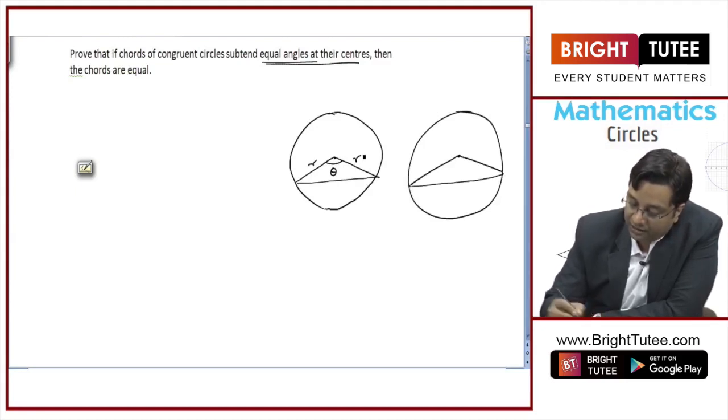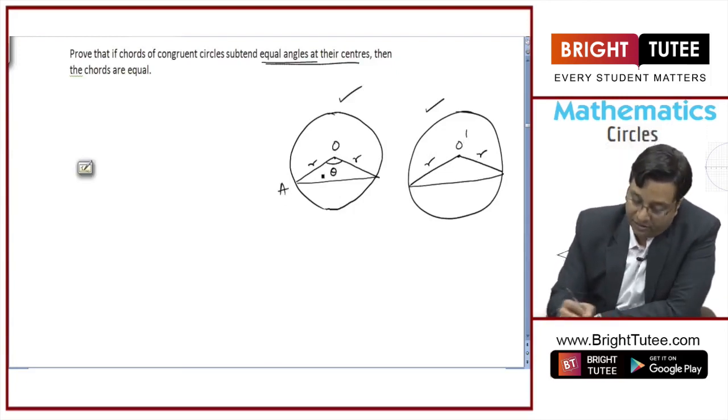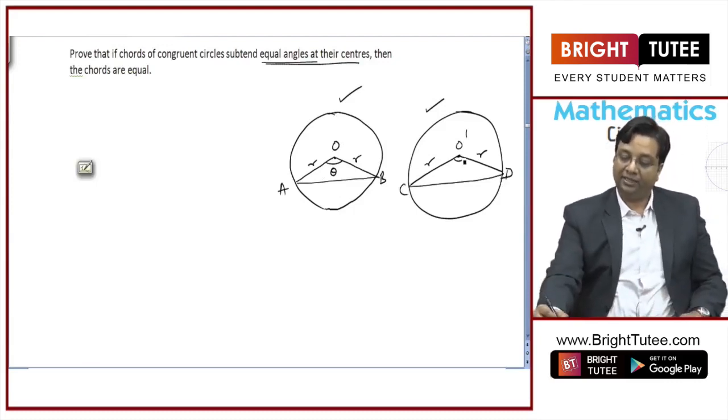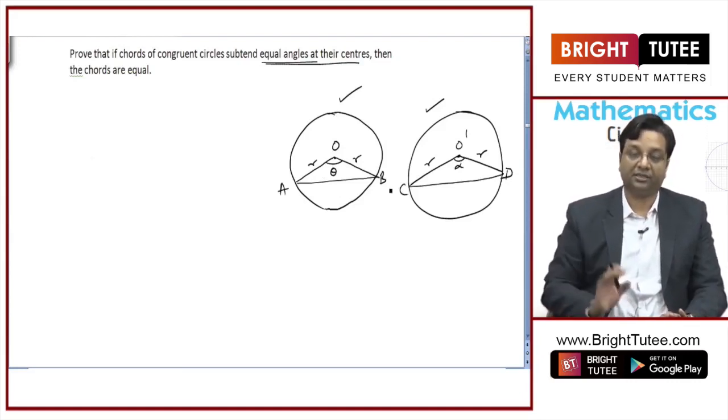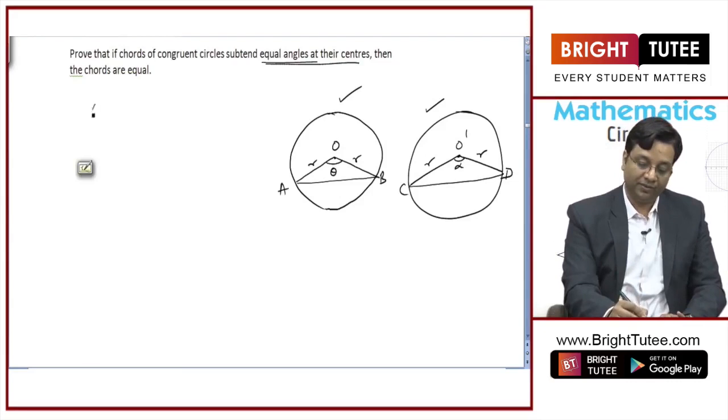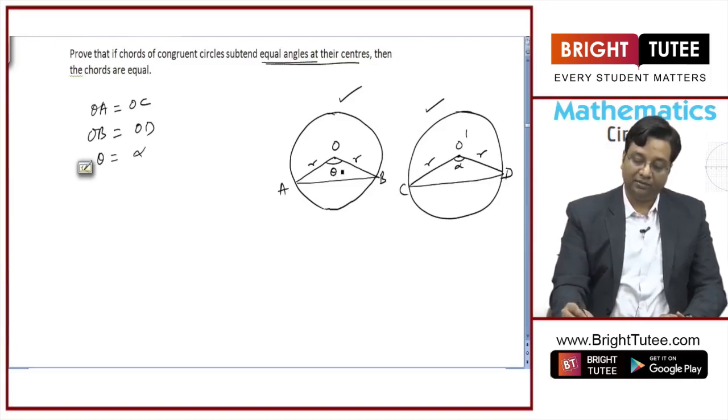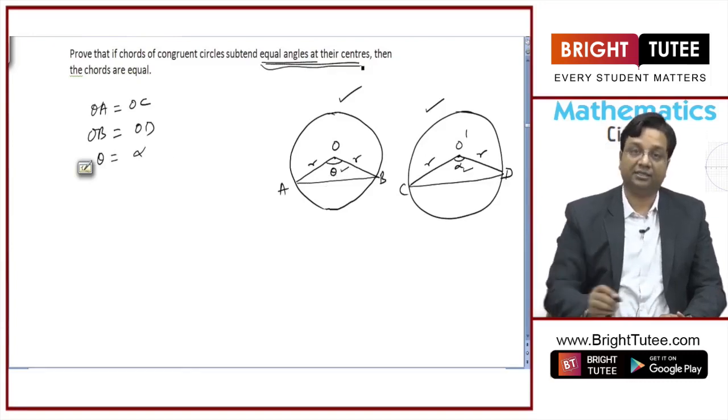So if this is R, this will be R, and this circle is congruent to this circle, so the radius here will be R. Let it be O, this is O dash. So this is AB, this is CD. Theta is equal to alpha because the angles subtended by these two chords are equal. So what is given? OA is equal to OC, OB is equal to OD, angle theta is equal to angle alpha, because these are equal angles at their centers.